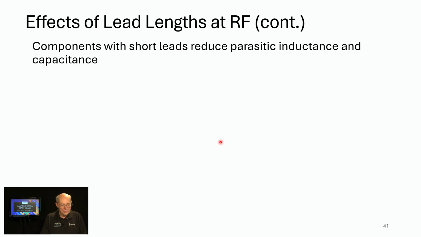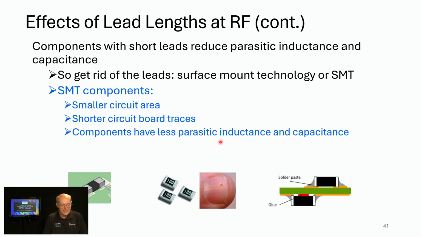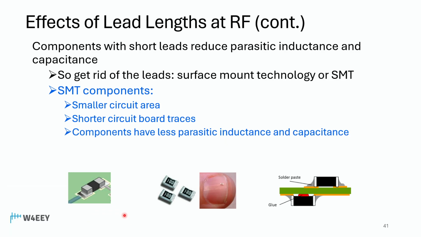All right, so components with short leads reduce parasitic inductance and capacitance. So let's get rid of the leads. That would be a nice solution. We'll solve that problem, won't we? There's a technology called surface mount technology that does that. I've got some pictures down here at the bottom. You've probably seen these on circuit boards. They're super, super small, and the component is soldered right onto the foil. So there's no lead length at all there. Here are some typical SMT components.